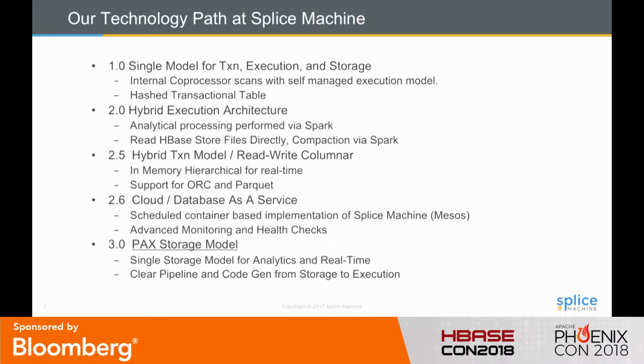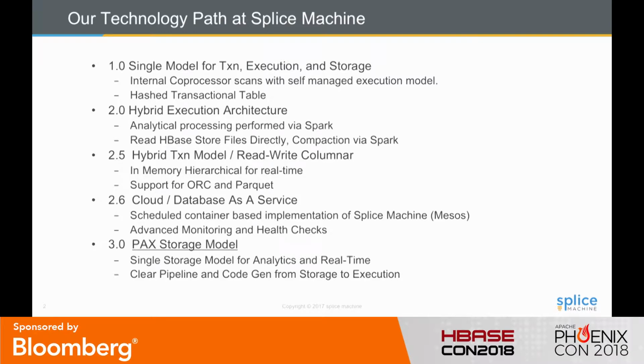So the first thing for me is, conceptually, how did I get here to want to build a translytical columnar sort of setup? So our technology path is Splice Machine. We kind of, like everybody, start with small releases and work our way up. So our 1.0 release had a single model for transactions, execution, and storage. All the talks I've heard about coprocessors and those blowing up and how to put them somewhere, make sure you don't use too much memory, all that fun stuff.